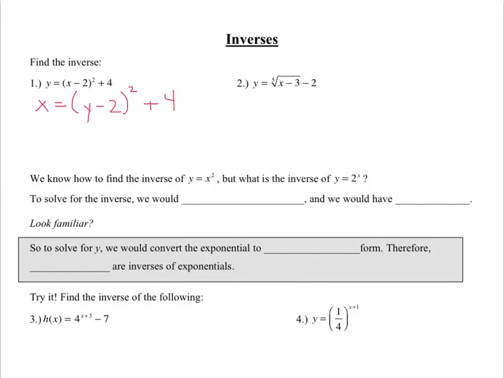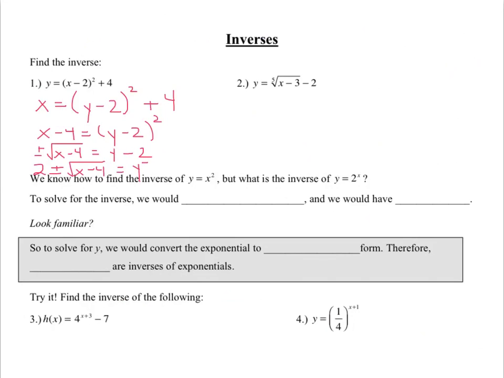So to solve this one for x, we first subtract 4 from both sides. So you have x minus 4 equals the quantity y minus 2 squared. Next up is to take the square root of both sides, not forgetting plus or minus. And then the last step is to add 2 to the other side. So we'll have 2 plus or minus the square root of x minus 4, and that will equal our inverse.